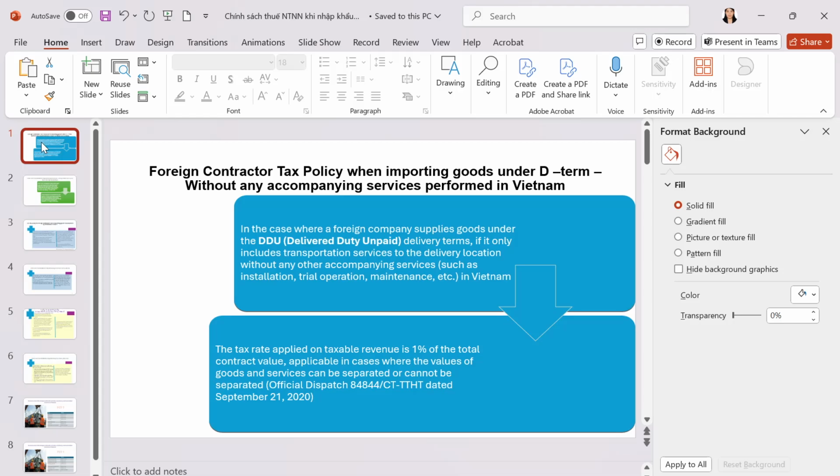So this means under this incoterm, the foreign supplier will be responsible for the transportation services, and the official letter provides the guidance that in this case, regardless of separation of value of goods and services, 1% would be applied to the total contract value. So we should note the FCT rates that apply when the goods are provided under the D term.